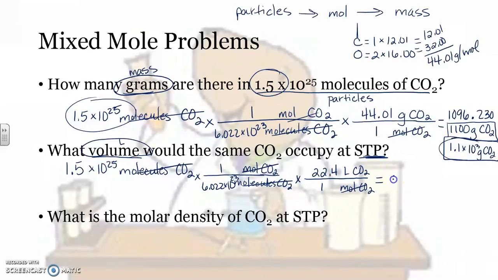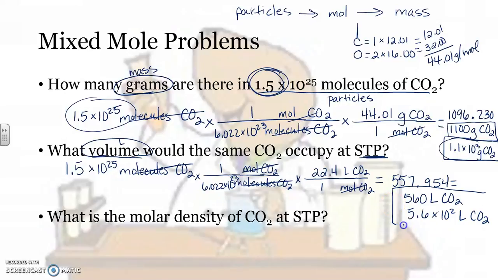And the calculator gives us 557.954... Go back. We want 2 significant figures again. So we're going to have 560 liters of carbon dioxide, or you could say 5.6 times 10 to the 2 liters of carbon dioxide. Remember, these are the same numbers, so it doesn't matter which one you give me.